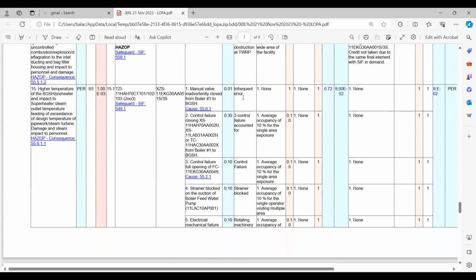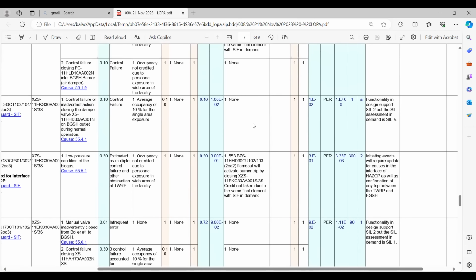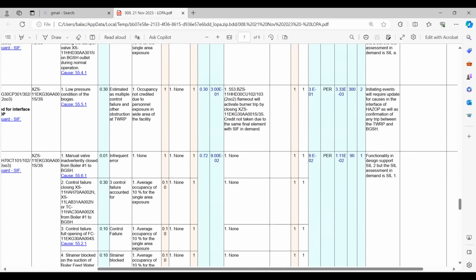It's not going to happen every time, so they put it as only 0.01. Likewise, you have all these values, right? Then you can see here, it meets the RRF of 90 actually. Here, no IPL is taken. So the value of RRF is 90. That means it is a SIL 1.